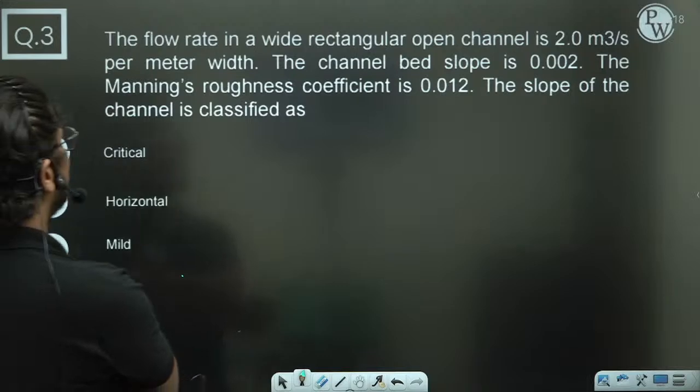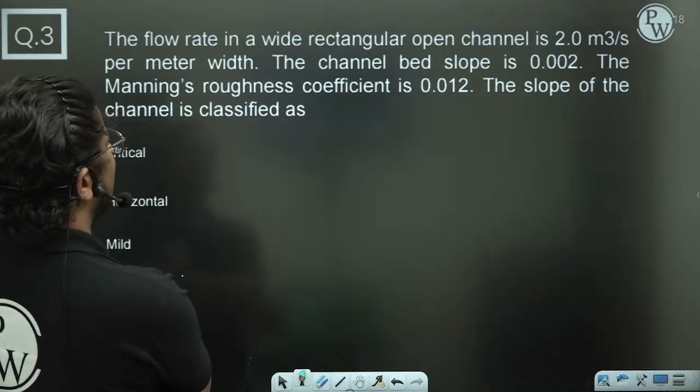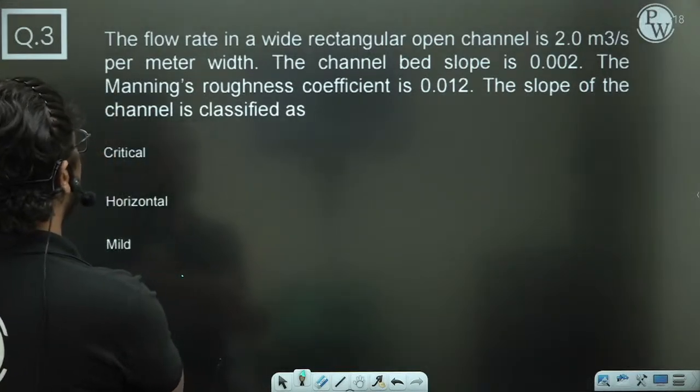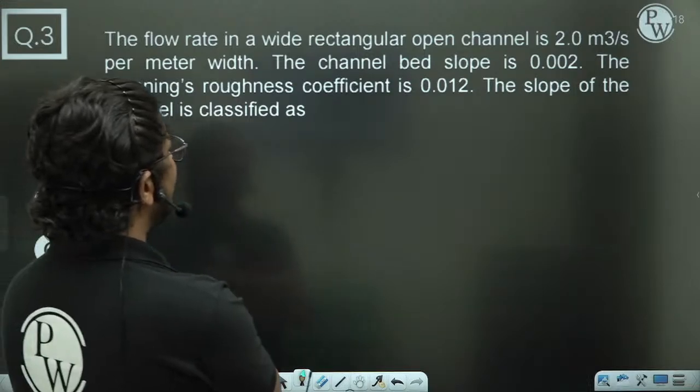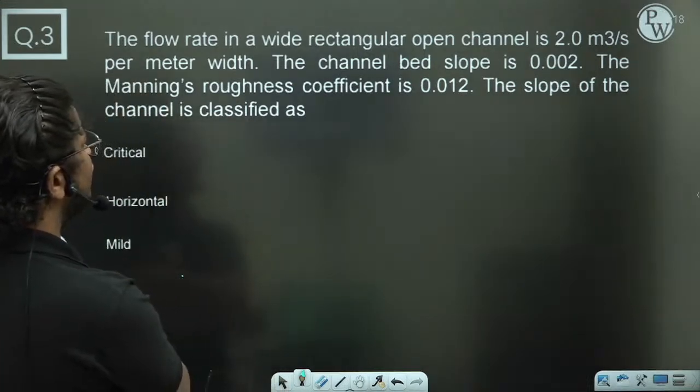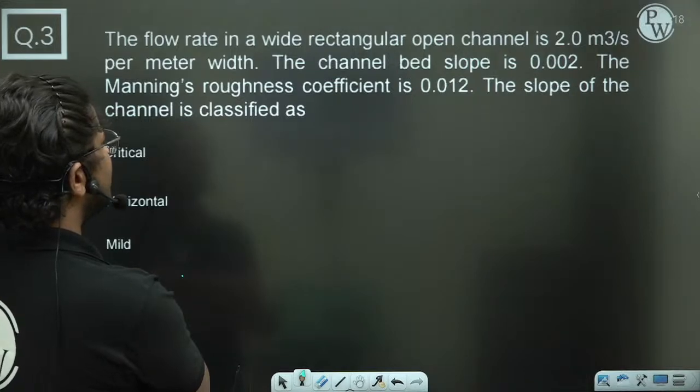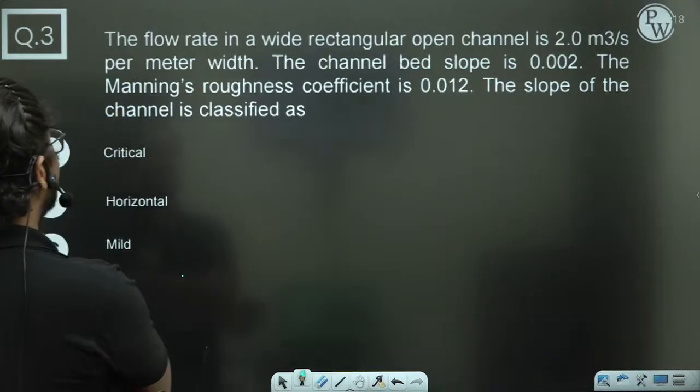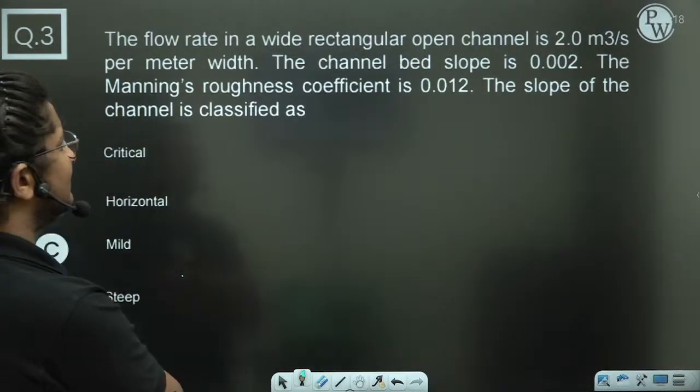The question says the flow rate in a wide rectangular open channel is 2 meter cube per second per meter width. The channel bed slope is 0.002. The Manning's roughness coefficient is 0.012. The slope of the channel is classified as?